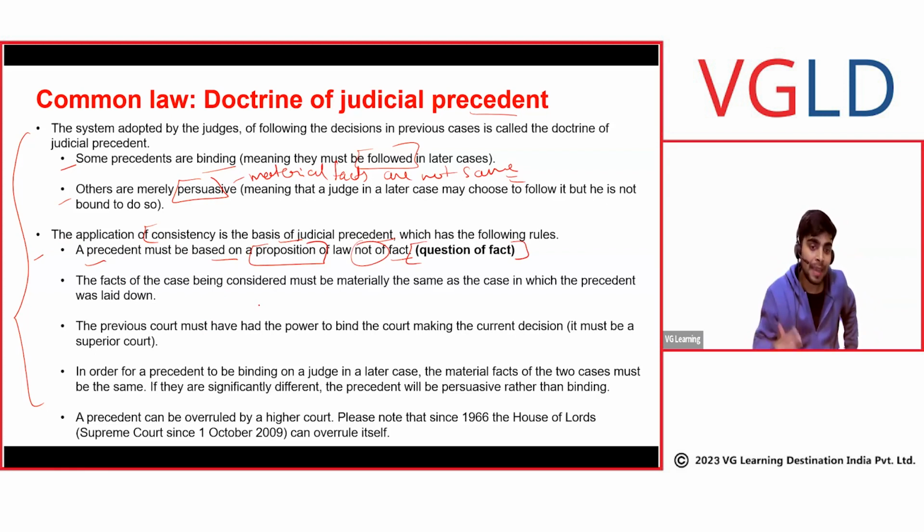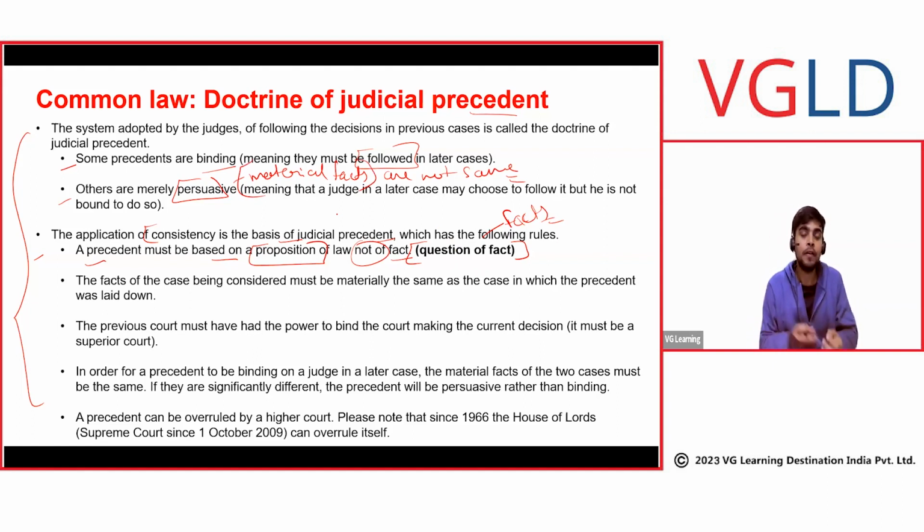So when we apply a precedent, it's not that we are trying to prove the facts. The facts are in the precedent. When we are applying a precedent, we are not saying anything about the facts. As I mentioned earlier, the material facts need to be the same. What does it mean?